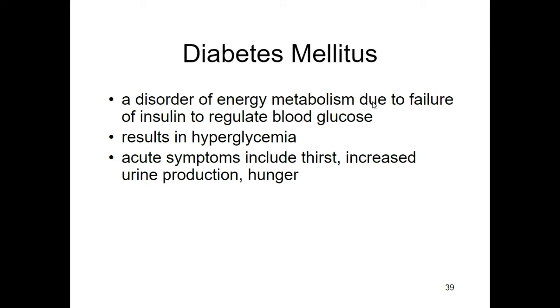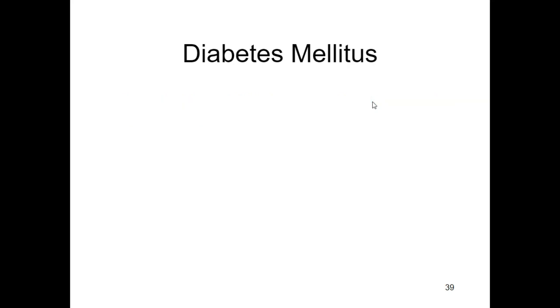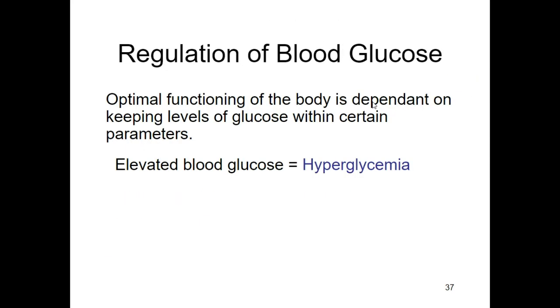Okay, so acute symptoms include thirst, increased urine production, and hunger. Long-term consequences include increased risk of heart disease, kidney disease, blindness, and neural damage. We have two forms, type 1 and type 2. But I think I skipped something. Let's start here.